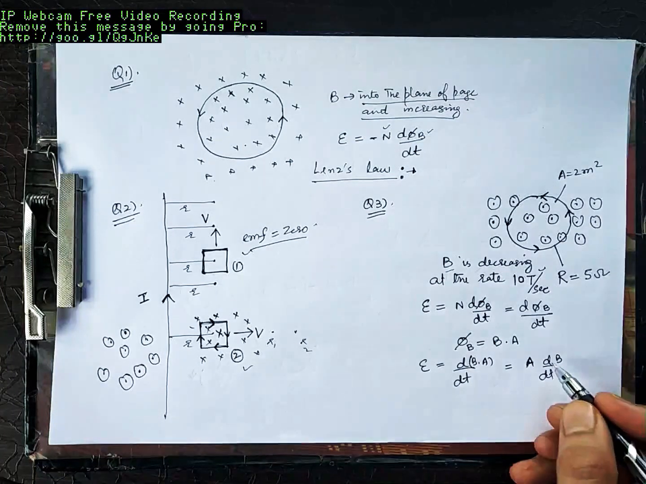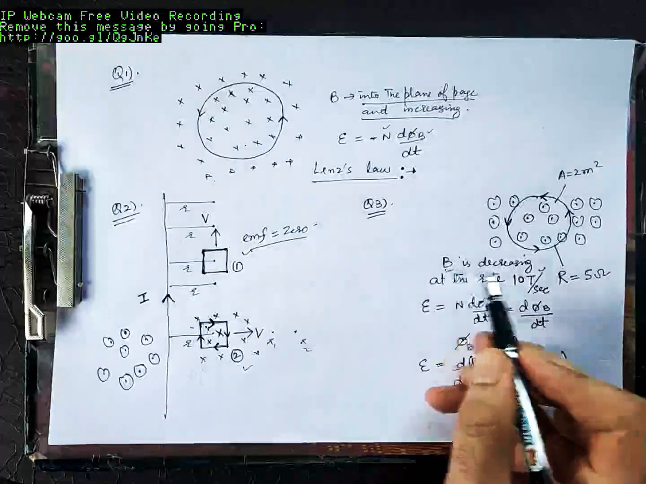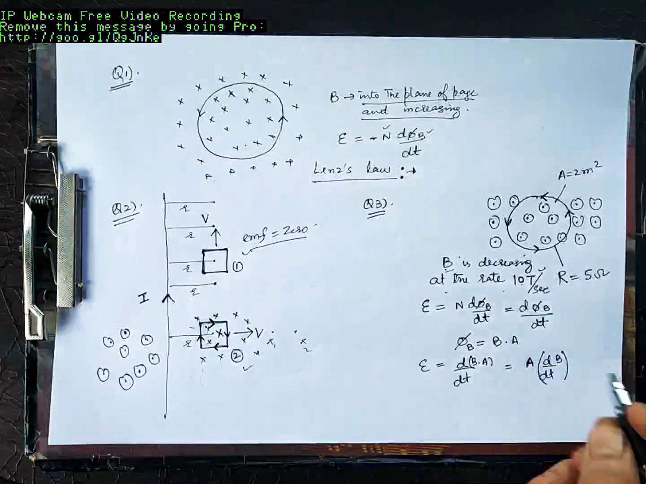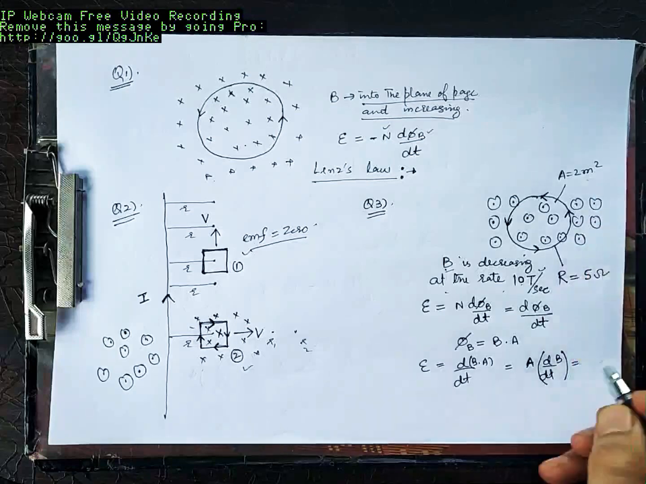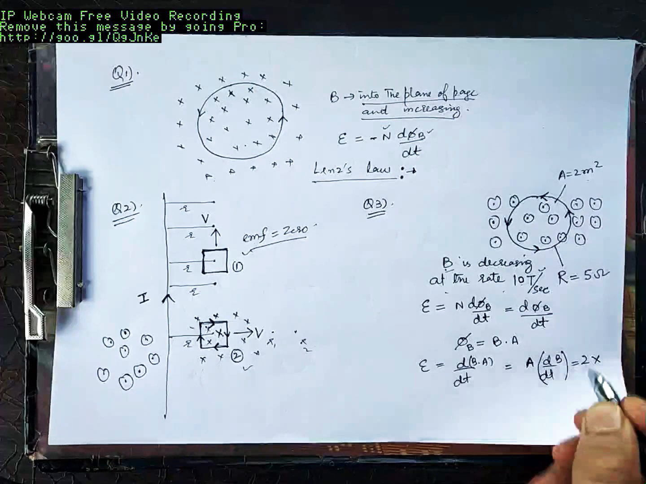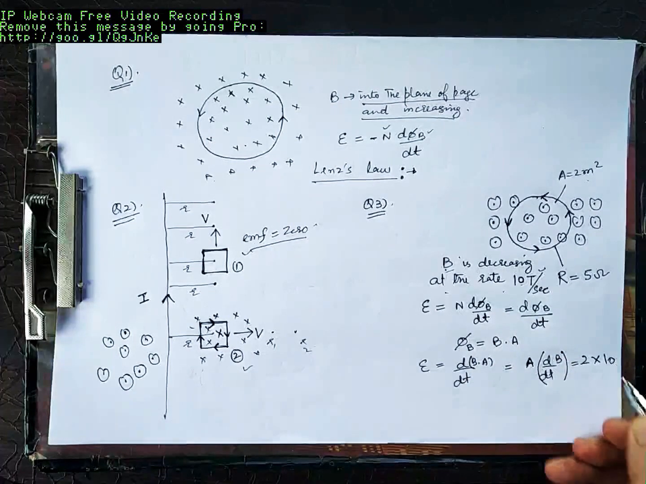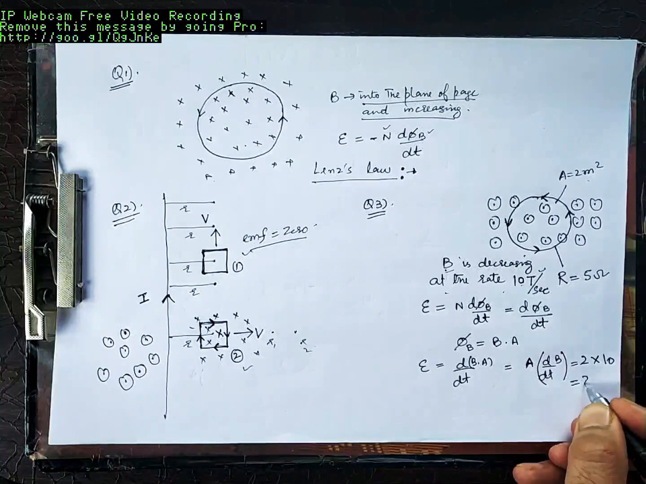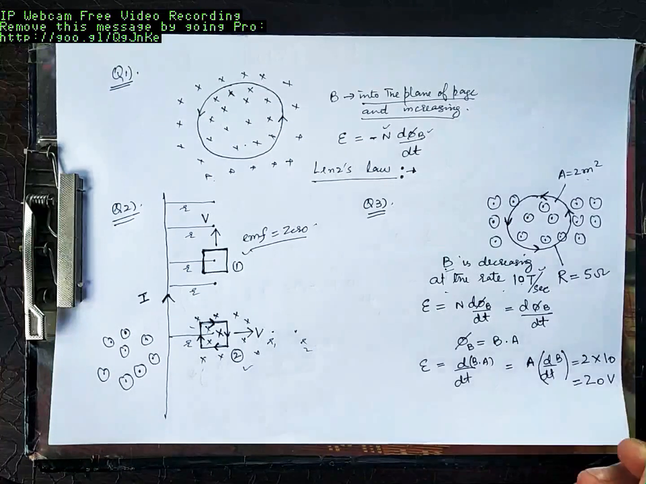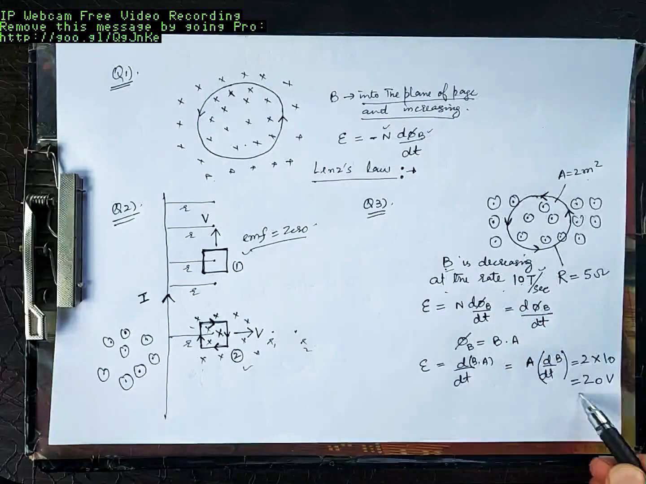How much is this dB by dt? It is given that B is decreasing at the rate of 10 Tesla per second. A is given as 2, dB by dt is given as 10, so this is 20 volt. There's a voltage in this loop of 20 volt.